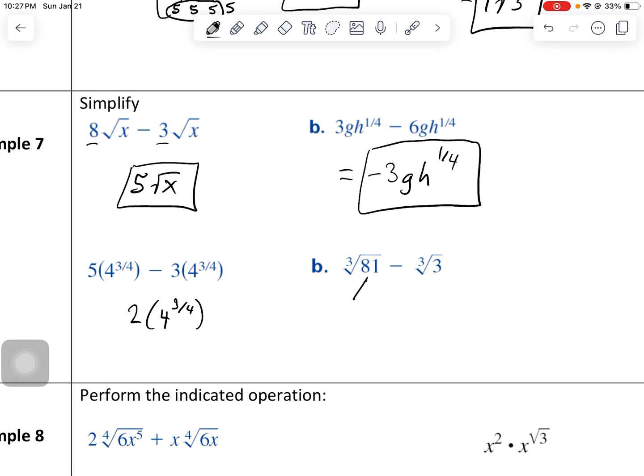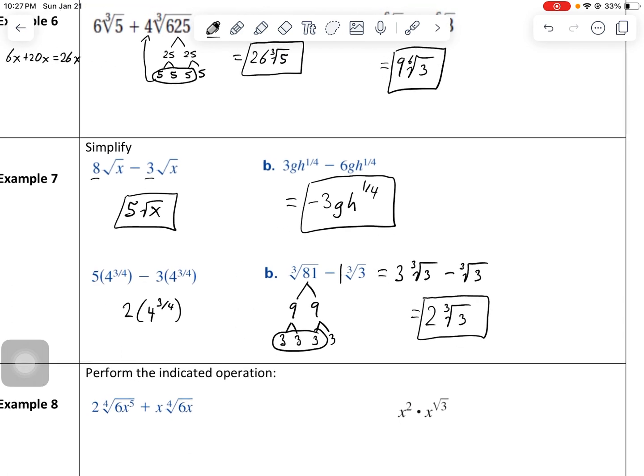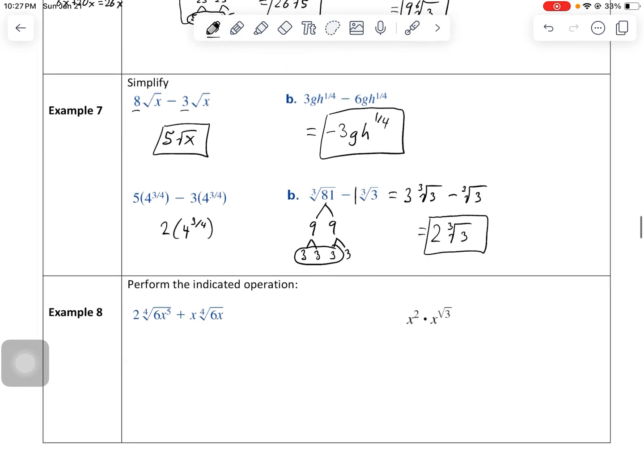This one here, we don't have matching radicands, so I'm going to break this down, see if I can get anything similar. This becomes 3. It's probably second nature to you to want to break this down now. Hopefully it is anyway. So this would be 3 times the cubed root of 3 minus the cubed root of 3. Now, if you don't see a number in front, you can just assume that 1 is the coefficient. So this is like taking 3 minus 1, which would be 2 times the cubed root of 3. And there's our answer on that one.